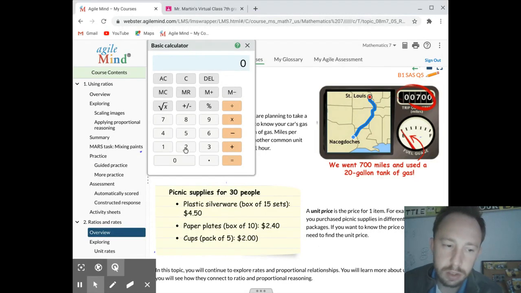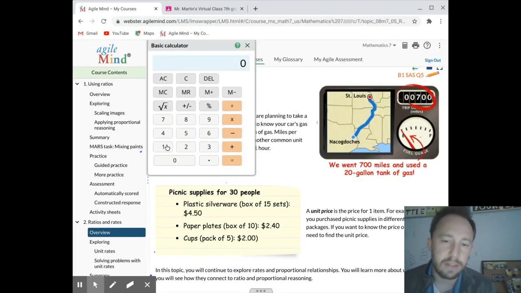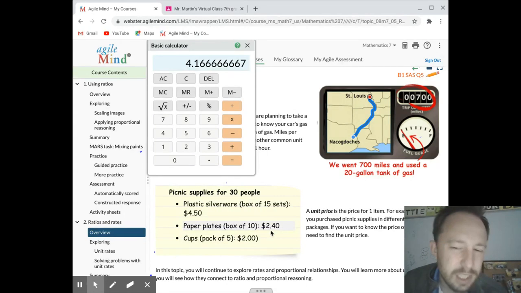Yeah. Say it again. 10 divided by $2.40. All right. So if I do 10 divided by $2.40, one plate costs $4? Hey, that's expensive. Do you think that's right? Because it says that a box of 10 costs $2.40. So how does one plate cost $4? That's not going to work. What do we need to do?